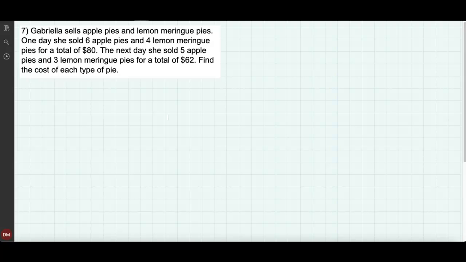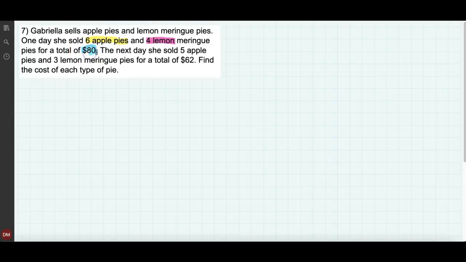All right, so let's look at what we have here. She's selling pies: 6 apple pies and 4 lemon pies. So let's use a highlighter here. Okay, so 6 apple pies and 4 lemon pies, and all together she gets a total of $80.